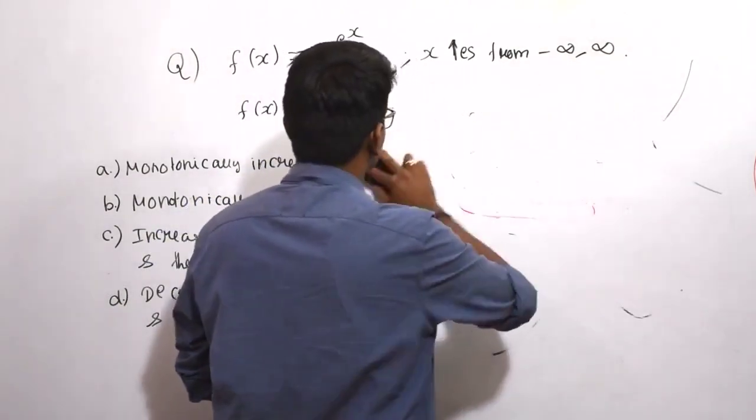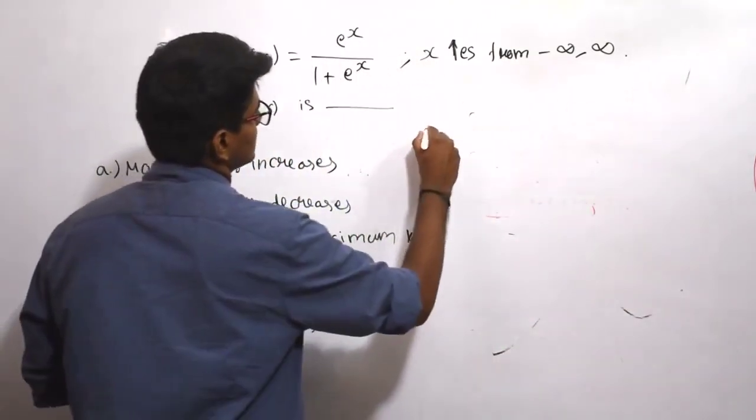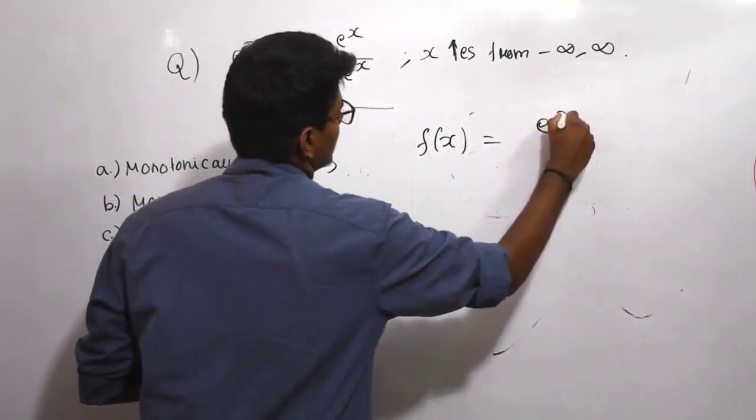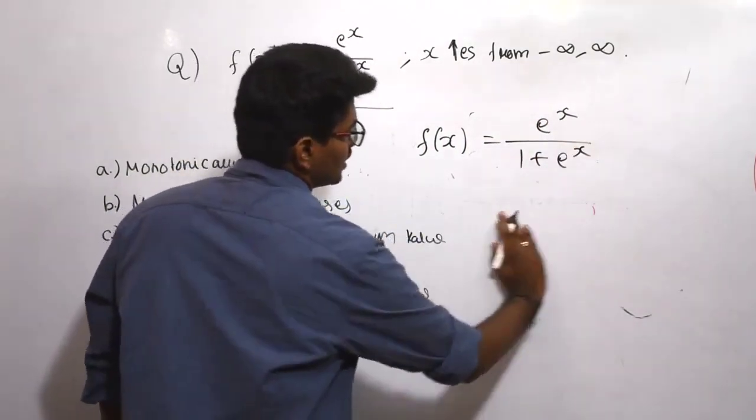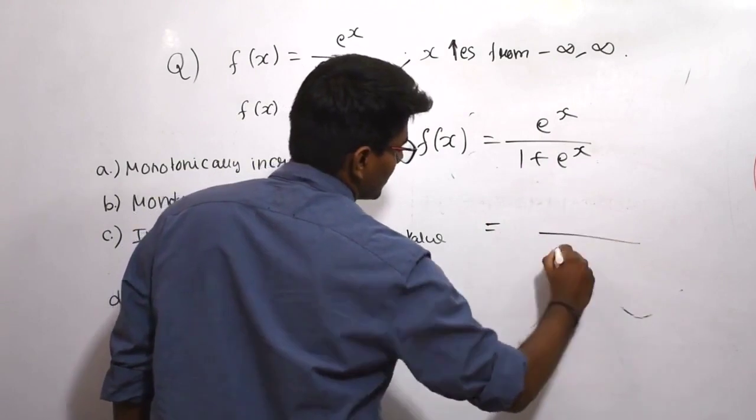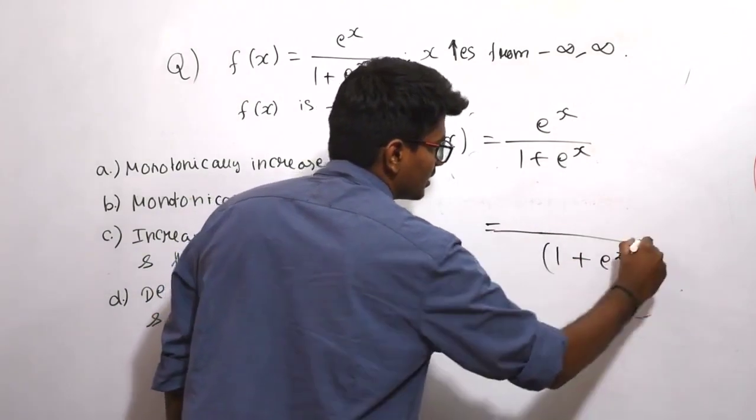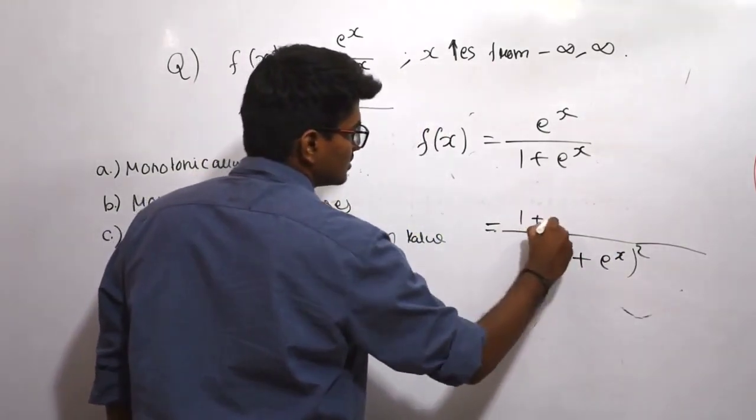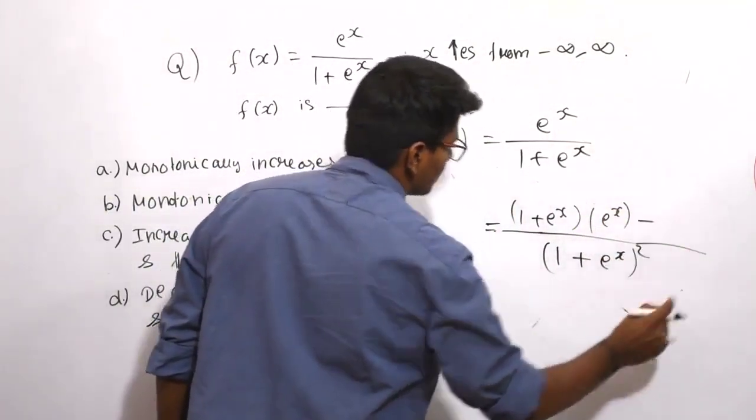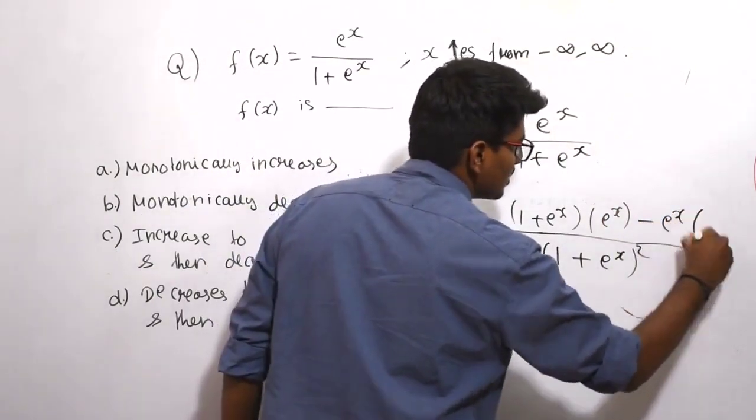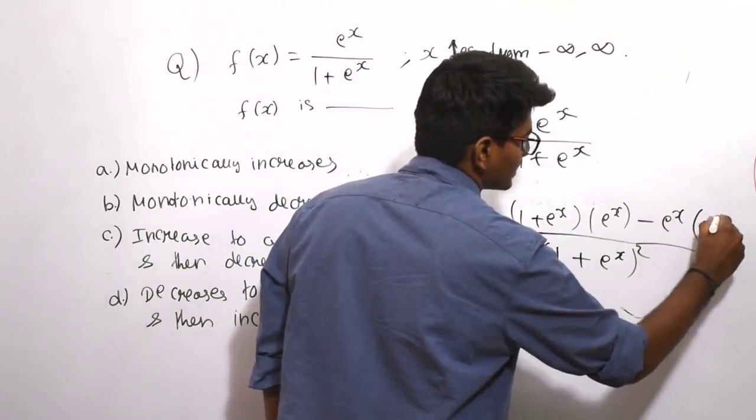So first, what is f dash of x? My f of x is e to the power of x by 1 plus e to the power of x. Now if I differentiate this, it is the u by v method. So it will be 1 plus e to the power of x whole square, v square, in the denominator, and v multiplied by u dash minus u multiplied by v dash. If I differentiate v, 1 will become 0, e to the power of x will become e to the power of x.